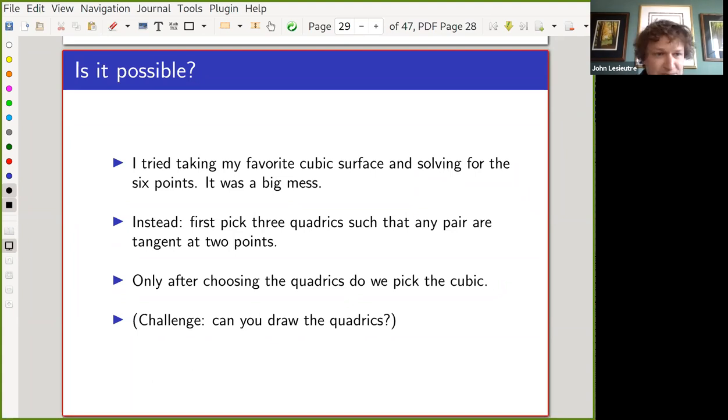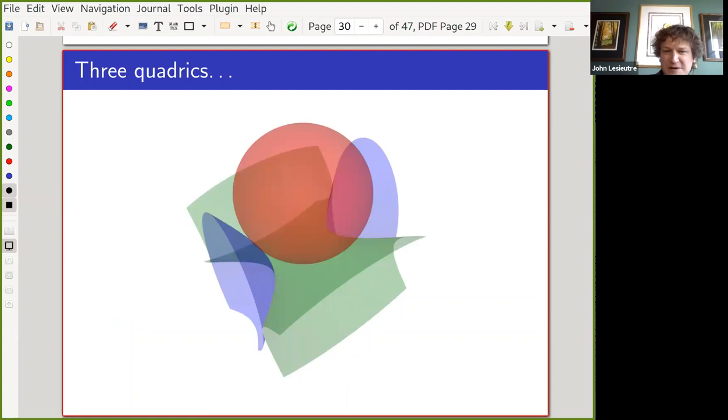All right, so, well, maybe I'll keep going. It took me a while to figure out how to do these quadrics. But here's one way to do it. Here are 3 quadric surfaces in P3. If you squint at this picture, you can see that any 2 of these quadric surfaces are indeed tangent at a pair of points. The blue and red are tangent here, for example. The blue and green are actually tangent along a whole curve, but that's okay for us.